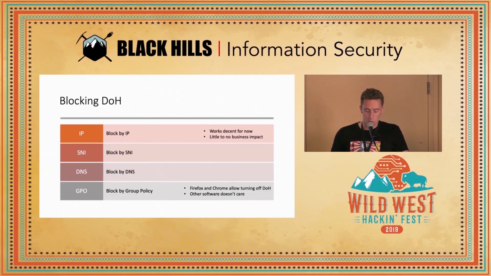So my recommendation would basically be if you can't decrypt SSL, then you should probably be blocking DoH as much as you can. Blocking by IP works easy, and it works pretty effectively for now until someone starts running a DoH resolver on a very popular IP address. You can block by SNI, which the only downside would be once encrypted SNI starts coming out. You can block by DNS.